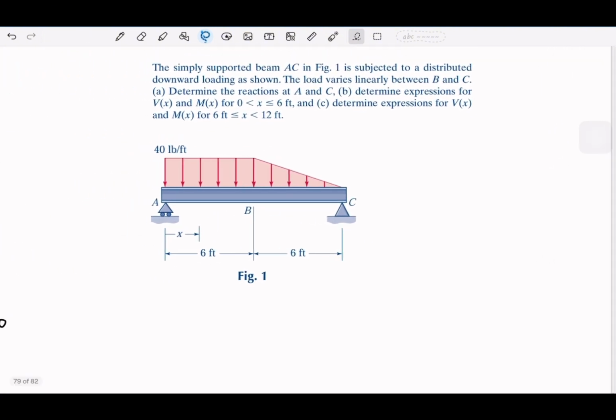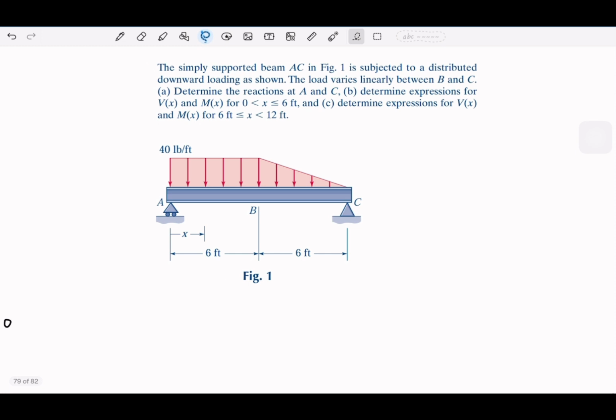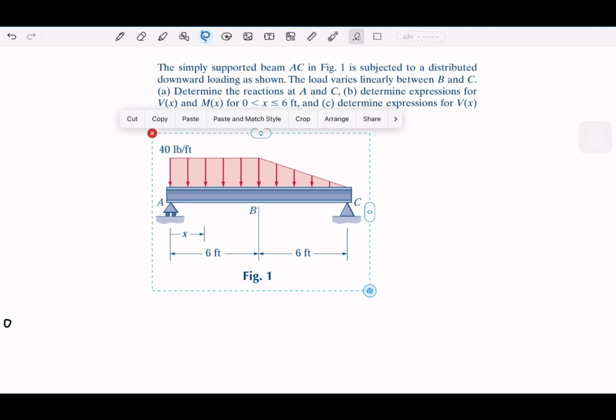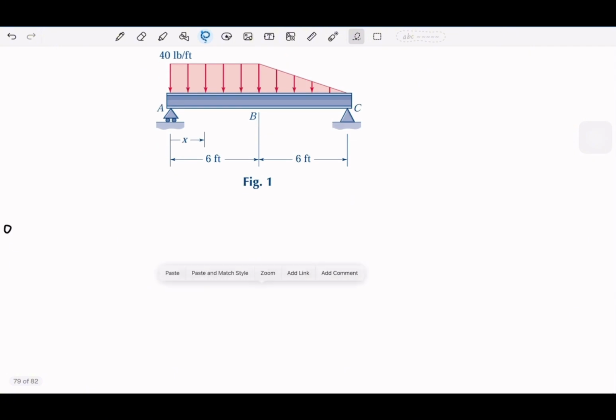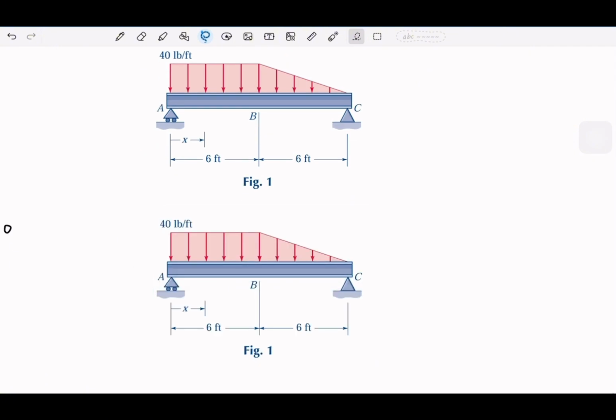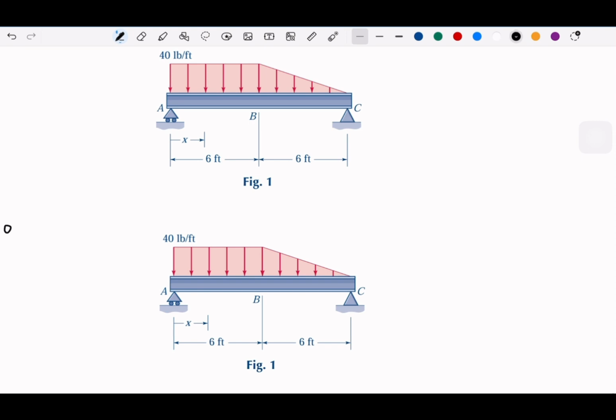Now the second question is we have this distributed load for the beam AC. Basically this is a little bit of review of statics and chapter 2 on stresses. First, we want to determine the reactions at A and C. I think it's best to copy this and paste it here, and take the free body diagram, right?